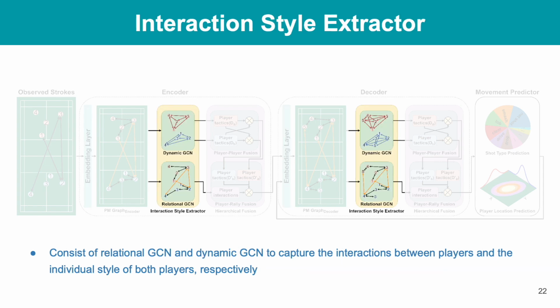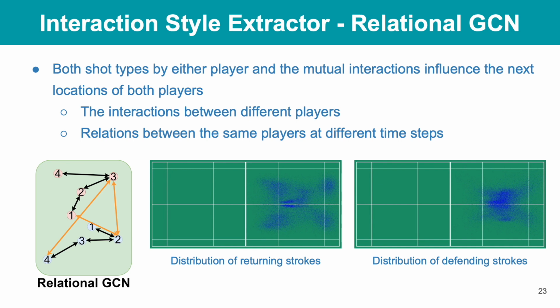To model the styles and tactics of both players dynamically, the interaction style extractor is introduced with the relational GCN and dynamic GCN to capture the interactions between players and the individual style of both players respectively. Specifically, both the shot types by either player and the purposes of the movements influence the next locations of both players. Moreover, the relations between the same players are heterogeneous as well. For example, we can see that the distributions between returning and defending strokes are different because of the tactics from both the players and their opponents.